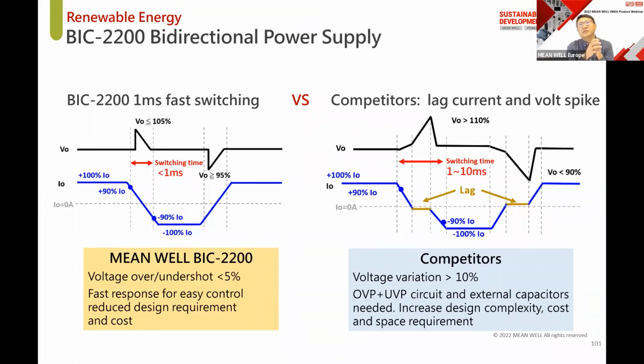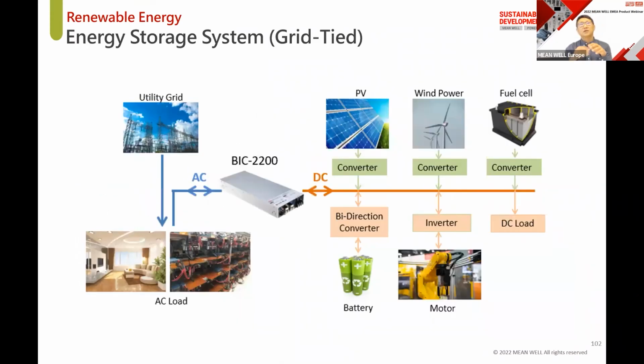If you look at the right side, if the switching time is not so fast, then you might have a high voltage spike in the system, which is sometimes dangerous and not reliable. The BIC in the system acts as a bridge between AC and DC. It can convert the AC to DC when the energy is not enough on the DC side. And if the renewable energy is providing more power than necessary, then this electricity can be fed back to the AC grid.